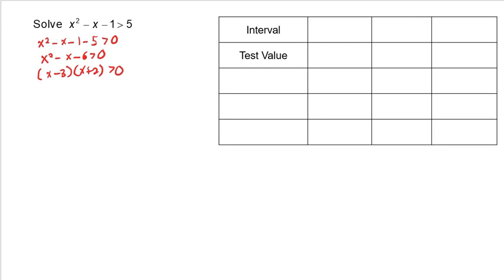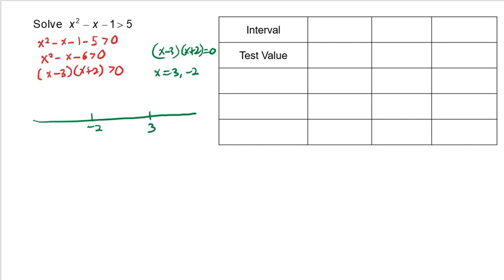How do I know that the critical values are positive 3 and negative 2? We just need to write x minus 3 times x plus 2 equal to 0. So we have x equal to 3 and also negative 2. When we have these critical values, you put them on the number line: negative 2 and 3.